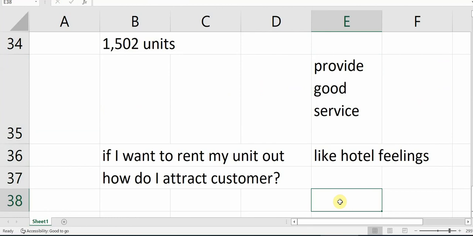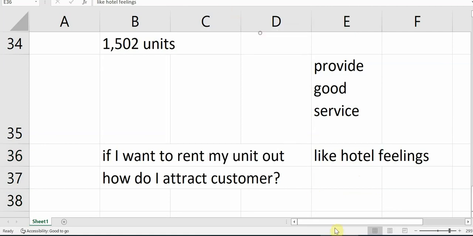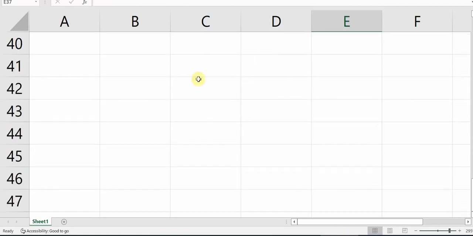Provide fully furnished also will not create a separate or outstanding advantage to me. If I can put fully furnished, my neighbor also can do. So I think this provide good service like a hotel feel, maybe is one of the good selling point here. Classy environment, this, that. Really talking about renovation and this, that.